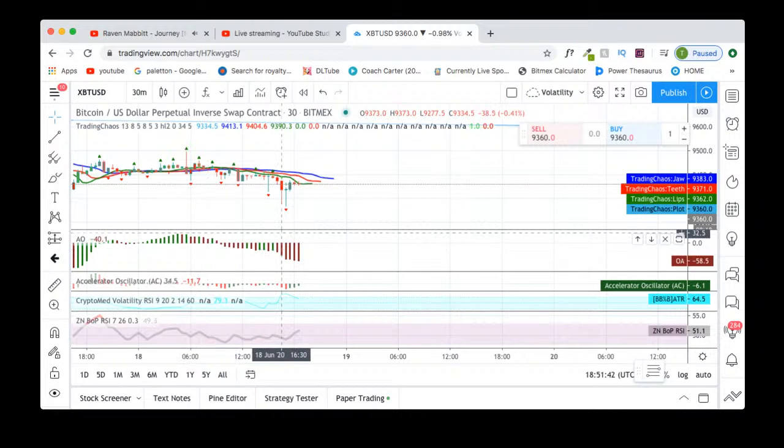But it looks like we're going up on the accelerator, the AC, and then the volatility and the RSI, the volume's going down, but the trend is going up. So on the 30 minute, we're going up. Let's go look at the 15 minute.